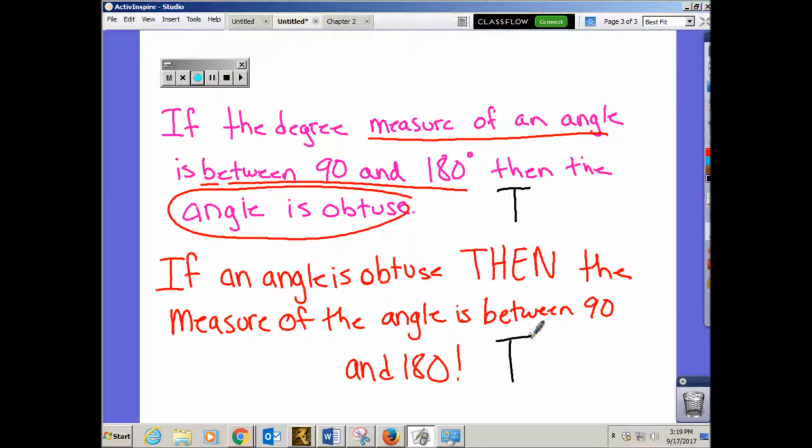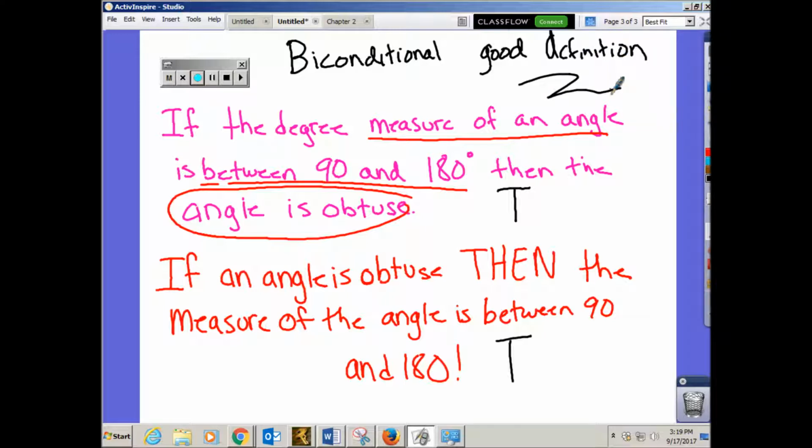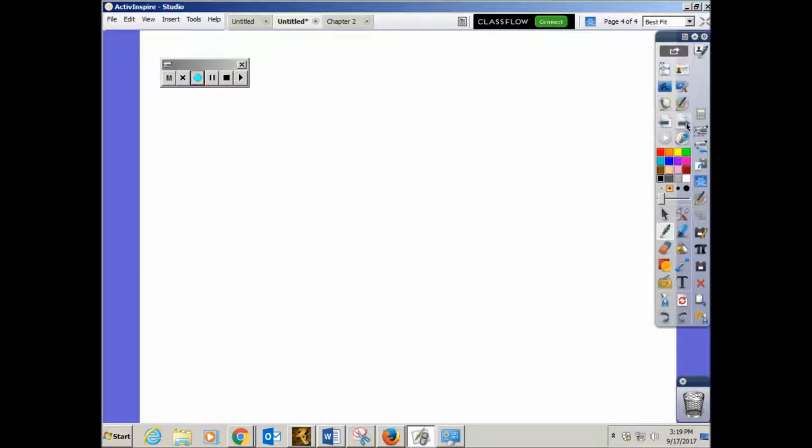Since these statements are true both ways, both the original and the converse, they make a good biconditional statement. And a biconditional statement also makes a good definition. So if I wanted a definition for an obtuse angle, this is a great definition: if an angle is obtuse, then the measure of the angle is between 90 and 180 degrees.